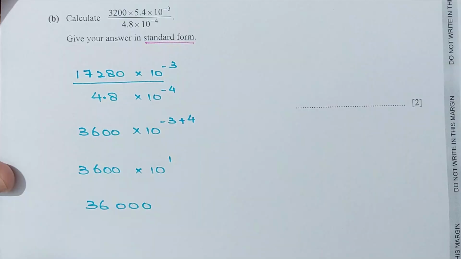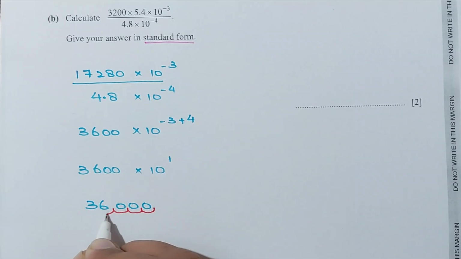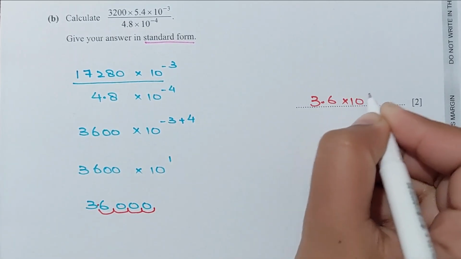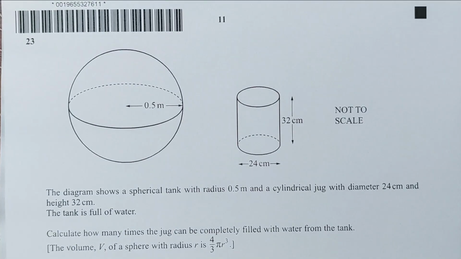We have to convert it into standard form. So for the standard form, the decimal point moves 1, 2, 3, and 4 units to the left. So 3.6 times 10 to the power 4. It's positive 4. Question number 23.